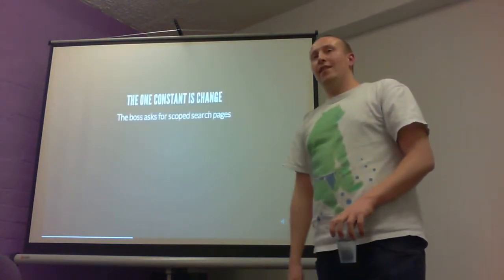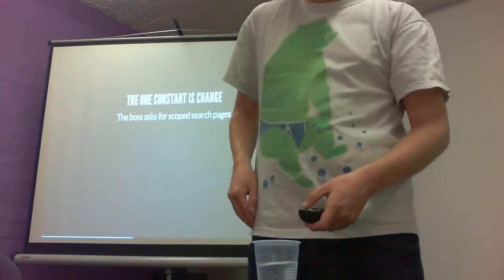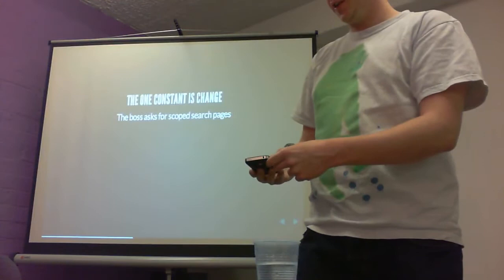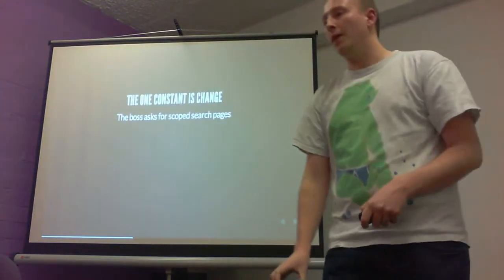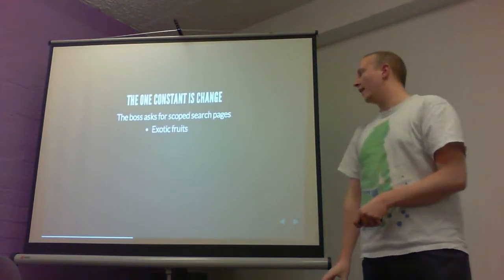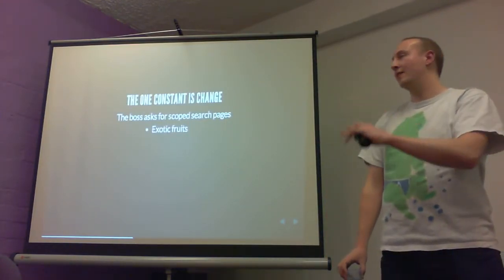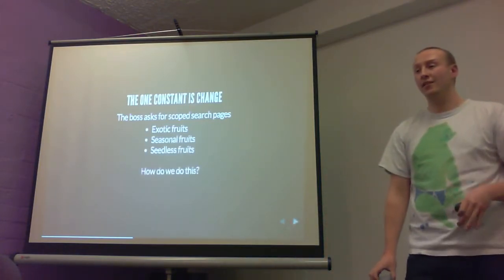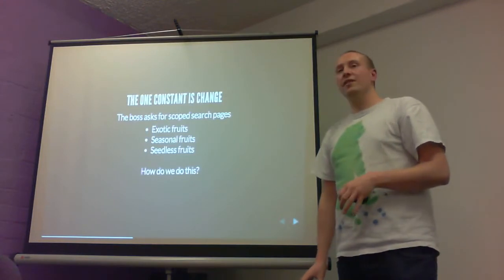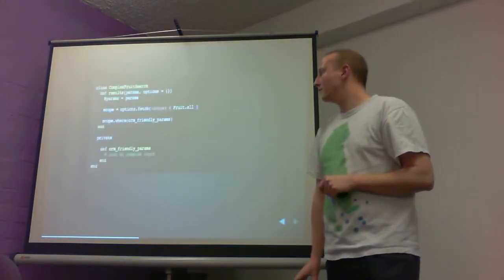So the boss comes along and asks for a small change to this feature. It's scoped search pages. What he wants is a scoped landing page for every type of fruit to appeal to different demographics within the market. So exotic fruits, seasonal fruits, and seedless fruits, for example. So how do we do this? There's a little code sample.